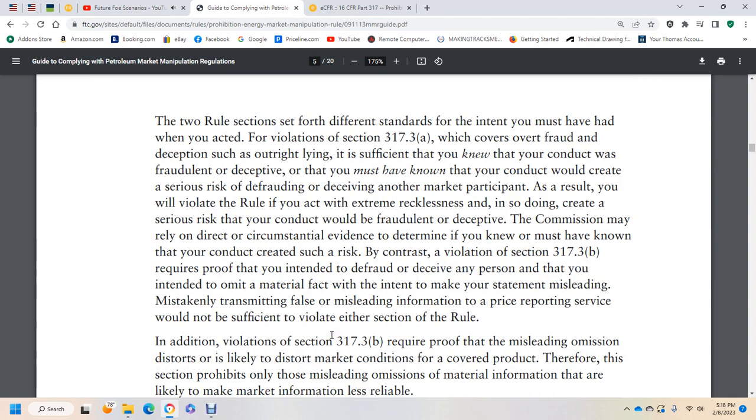There are two rules sections with the intent that you must have when you've acted in violation. Section 317.3a covers fraud and deception, where it is sufficient that you knew the conduct was a fraudulent deception, or that you may have known the conduct would create a risk of defrauding or deceiving another market participant.